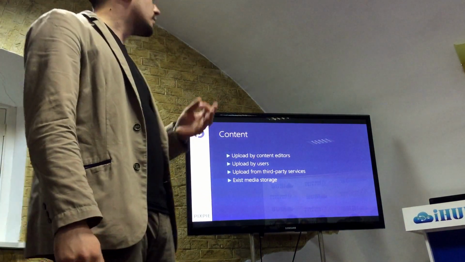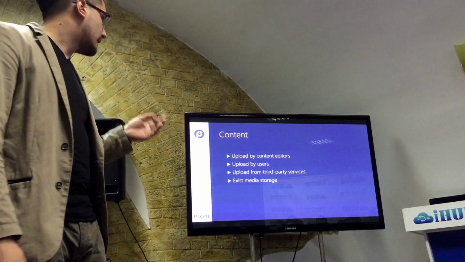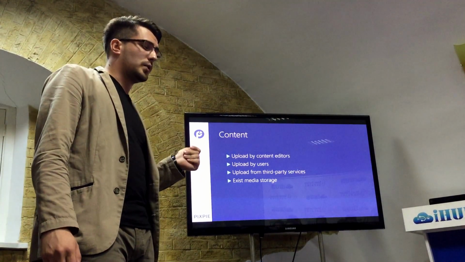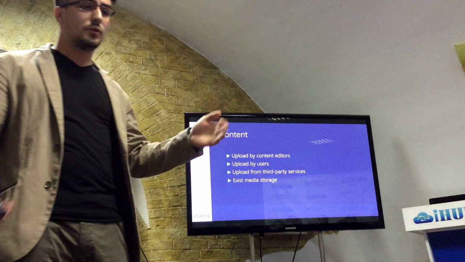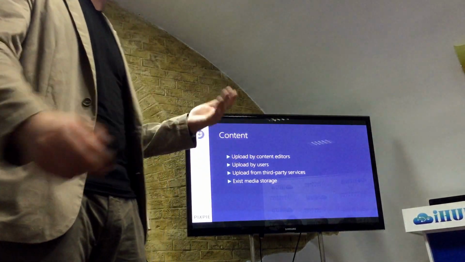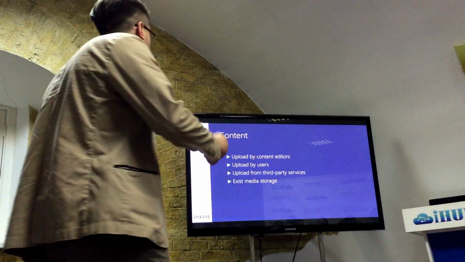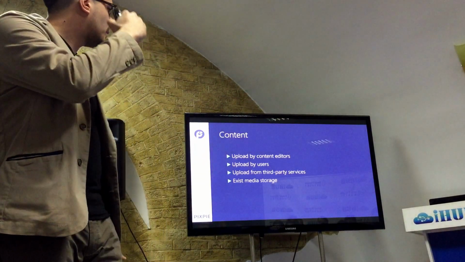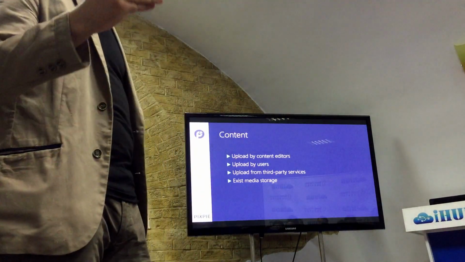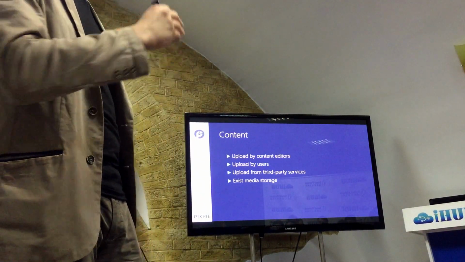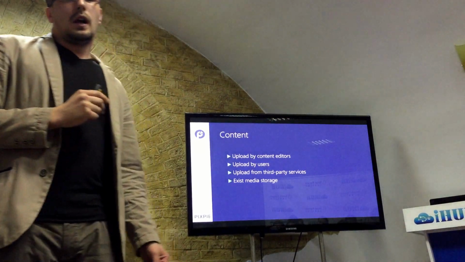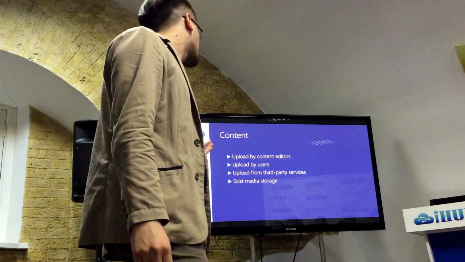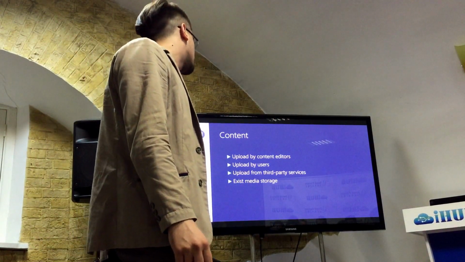So where can your app get content? The content could be uploaded by content editors. It could be social media, when users send each other messages with media content, videos, images, whatever. When we are talking about news feeds, for example in digital media, it could be uploaded from third-party services, like in entertainment apps and others. Or you can have an existing media storage from the start.